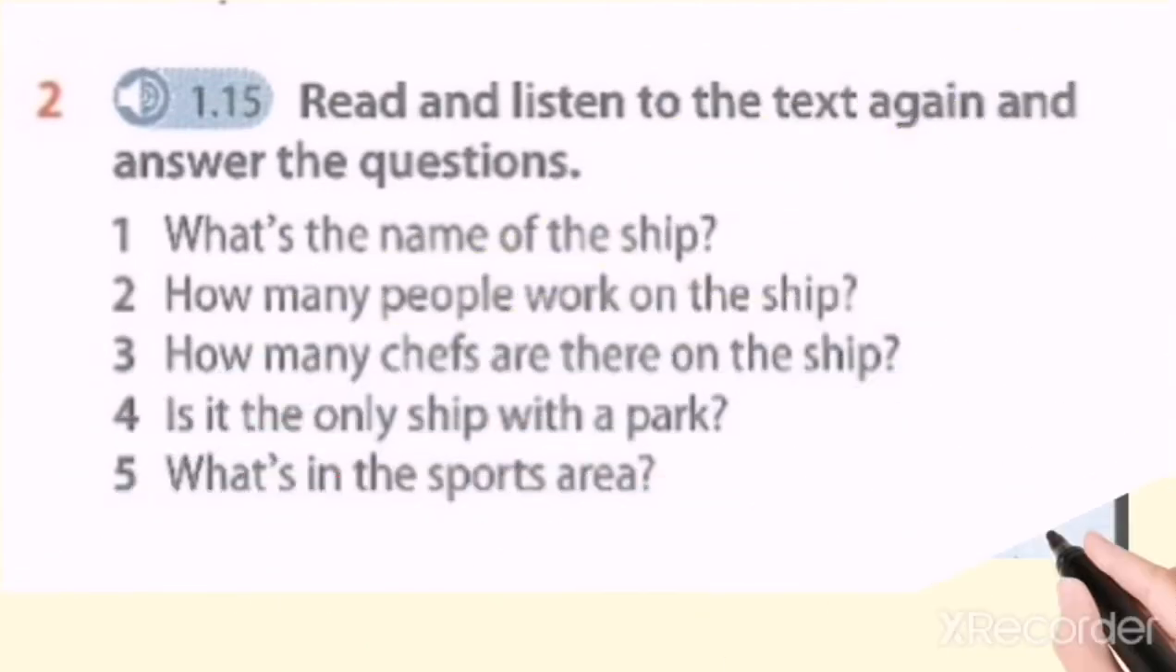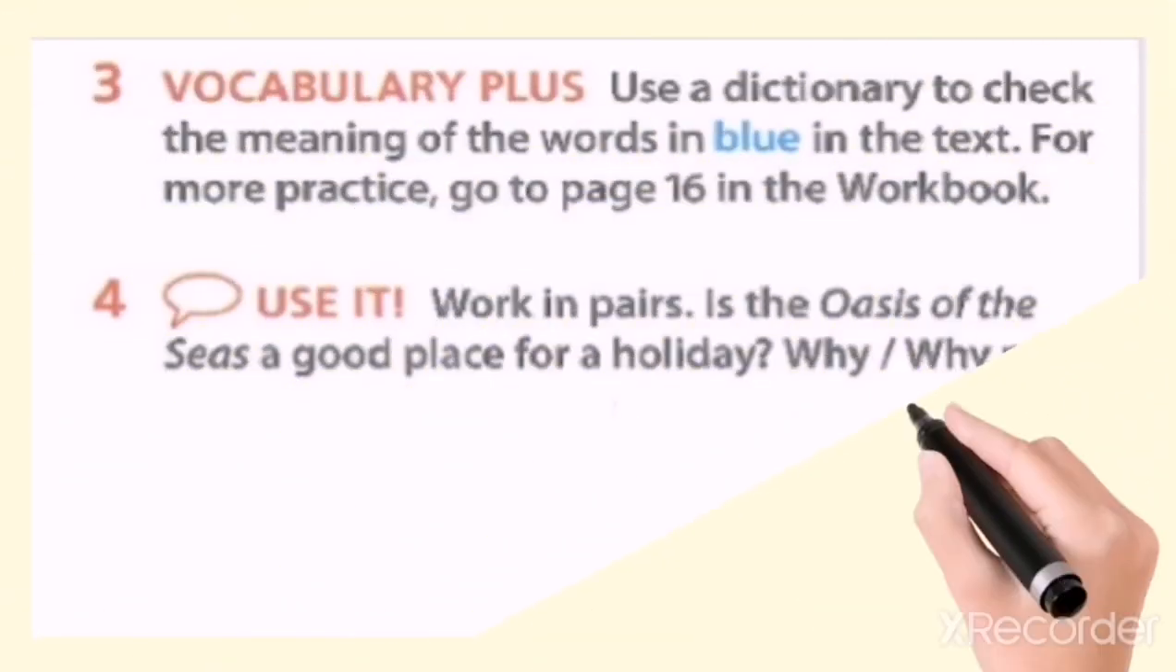Okay, now it comes to exercise number 2. This exercise also needs to be copied in your exercise book. I'll give you the answer and you try to find the answer in the text as well. Question 1. What's the name of the ship? The name of the ship is Oasis of the Seas. Question 2. How many people work on the ship? More than 2,000 people work on the ship. Question 3. How many chefs are there on the ship? There are 250 chefs on the ship. Question 4. Is it the only ship with a park? Yes, it is. Question 5. What's in the sports area? There's a climbing wall in the sports area.